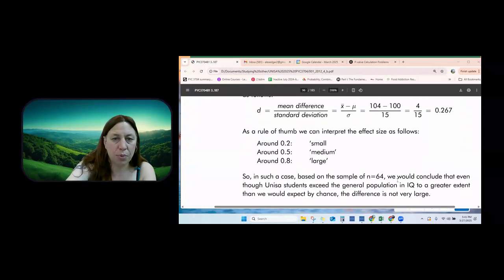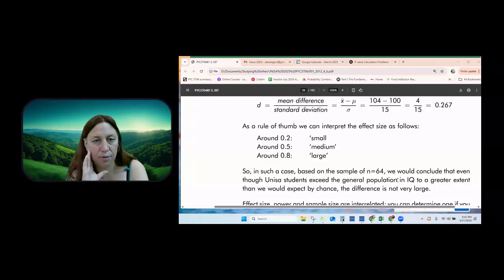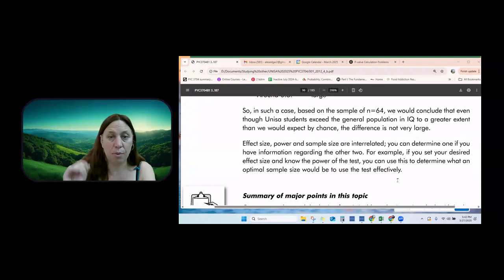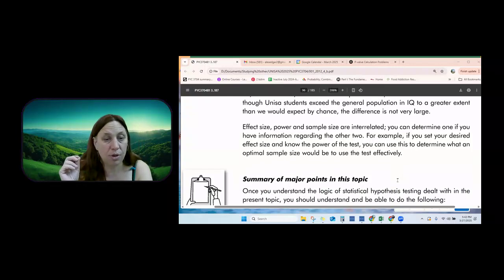Now, what's nice is that we've got a nice intuitive scale for d, the effect size. Around 0.2 is small, around 0.5 is medium, and around 0.8 is large. So that's really nice and easy to remember. Effect size, power, and sample size are interrelated. You can determine one if you have information regarding the other two. So if you know your desired effect size and you know the power of the test, you can then calculate what sample size you need in order to do your statistical research.